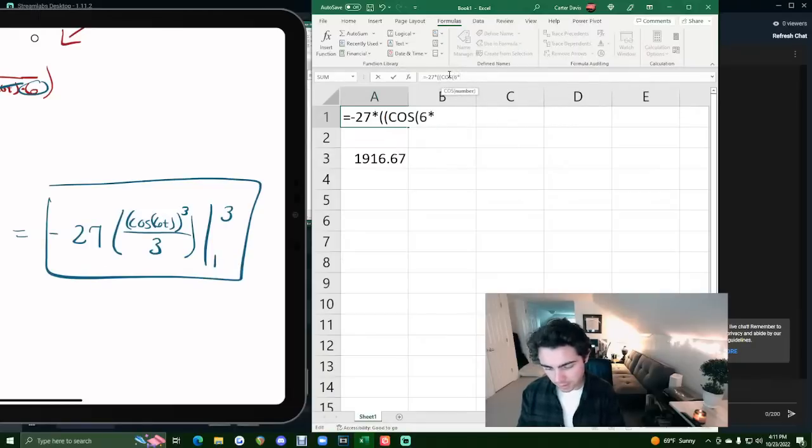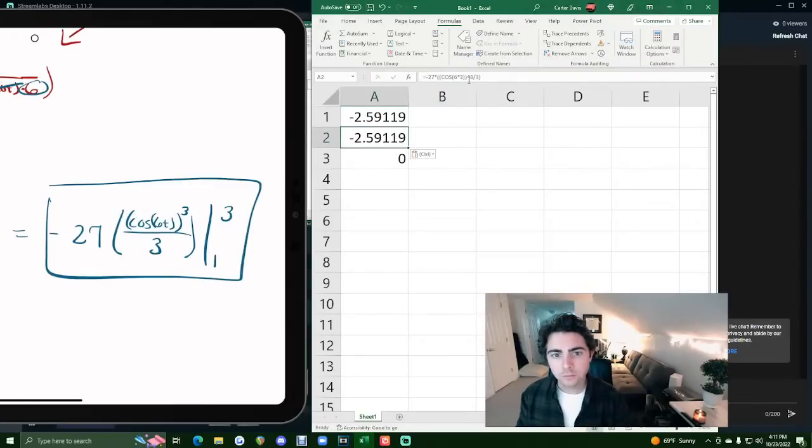So 6 times 3. We're plugging in 3 first. Close that. That's just the cosine. We want to close that and cube that. Cosine cubed. And then we want to divide that by 3 and then close that. And that finishes the parentheses. And that's it. That's the first one. We're going to copy and paste and replace the 3's with a 1. The correct 3's, that is.